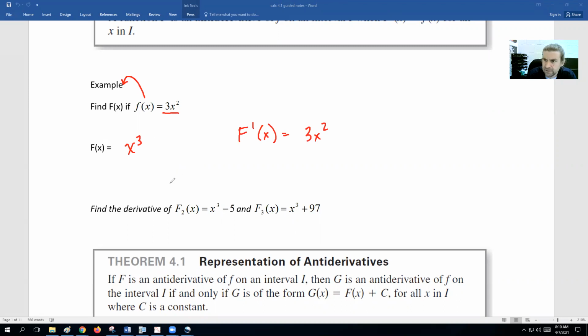But is that the case? Is that it? Is that what capital F has to be? Let's double check a couple things. What if we said F sub 2 is x cubed minus 5? What's the derivative of that? Well, x cubed gives 3x squared, and the minus 5 goes away. What about this one here? What's the derivative of that one? If we take the derivative of the x cubed, that's 3x squared, and the plus 97 goes away.